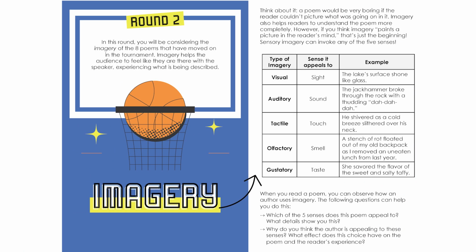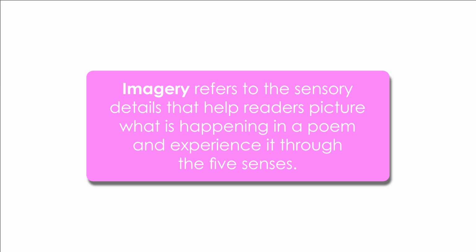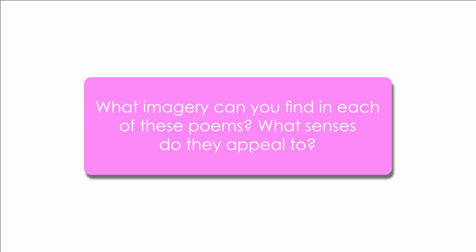So round number two, now students are focusing on imagery. So imagery refers to obviously the sensory details that help readers picture what's happening in a poem and experience it through the 5 different senses. So in this round, we have fewer poems and students are examining questions such as, what imagery can you find in each of these poems? What senses do they appeal to?